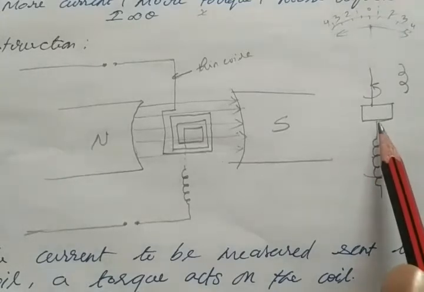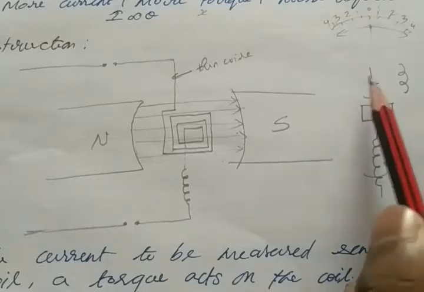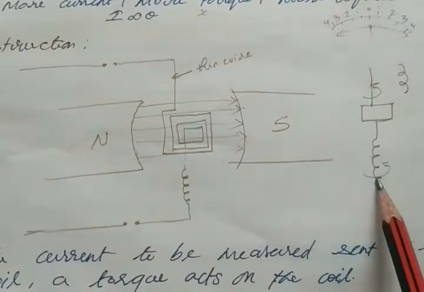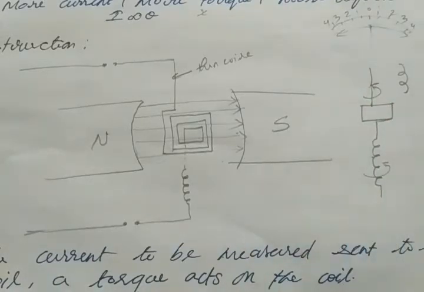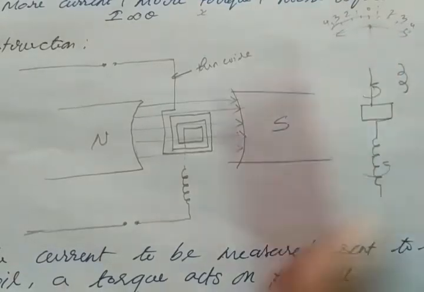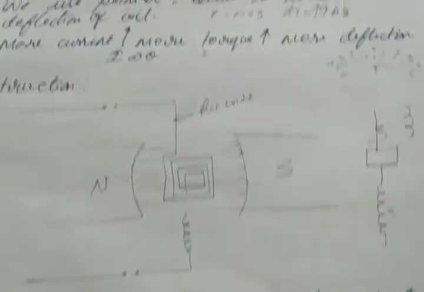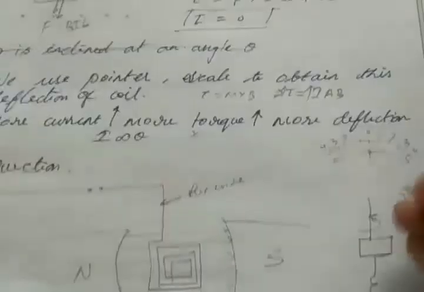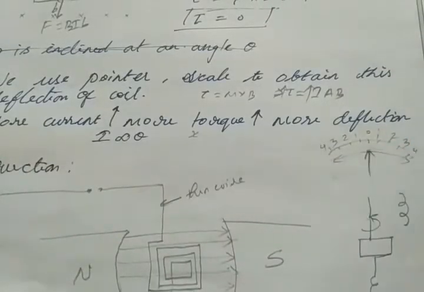When the torque acts on the coil, the coil, the thin wire as well as the spring, store some energy. That is known as restoring torque. Because of that restoring torque, the pointer gets deflected once and again comes back to its original position. So this is the original position of the pointer, the mean position of the pointer.